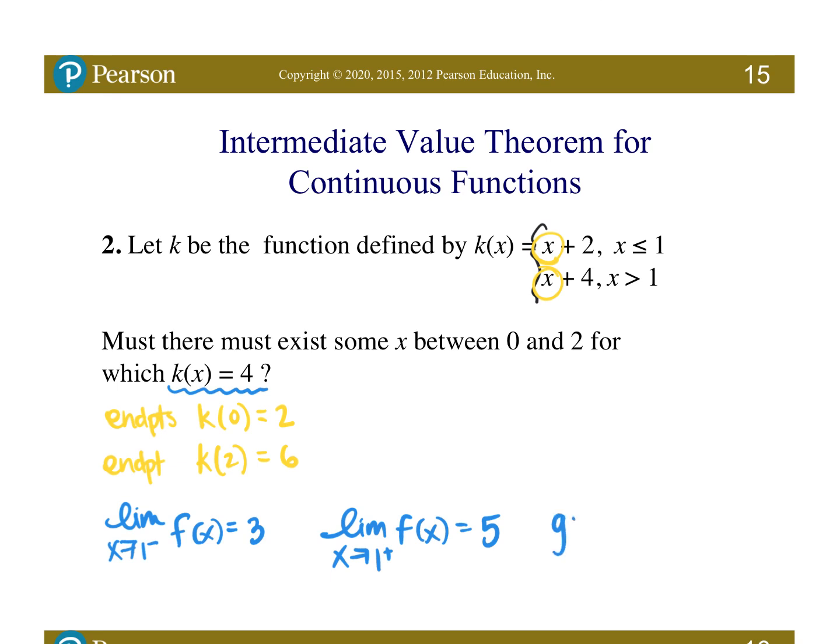The gap discontinuity disallows the IVT. That means we're not allowed to use the IVT. Sometimes people fall into the trap of jumping right into thinking, oh sure, 2 is less than 4, which is less than 6, it must be all great, and they say that the IVT does work. But unless you've established continuity first, it's not a viable option to use this theorem.